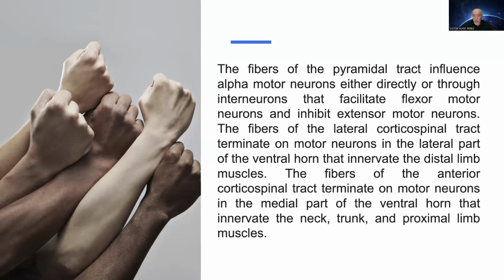The fibers of the lateral corticospinal tract terminate on motor neurons in the lateral part of the ventral horn that innervate the distal limb muscles. The fibers of the anterior corticospinal tract terminate on motor neurons in the medial part of the ventral horn that innervate the neck, trunk, and proximal limb muscles.